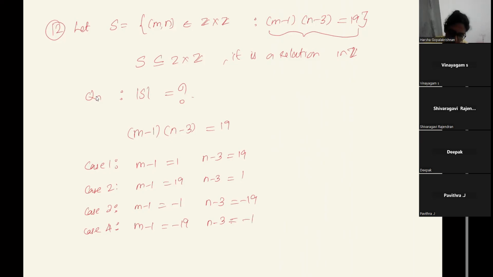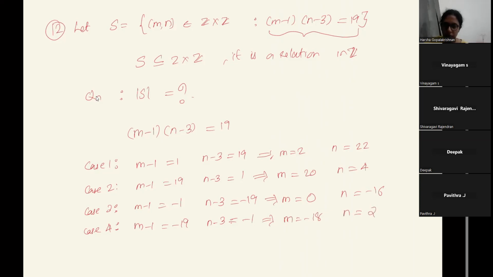Okay. So in each case, we can evaluate. In the first case, m equal to 2, n equal to 22, right? In the second case, m equal to 20 and n equal to 4. And in the third case, m equal to 0 and n equal to minus 16. And in the fourth, m equal to minus 18 and n equal to 2. Okay, just check the calculation also.